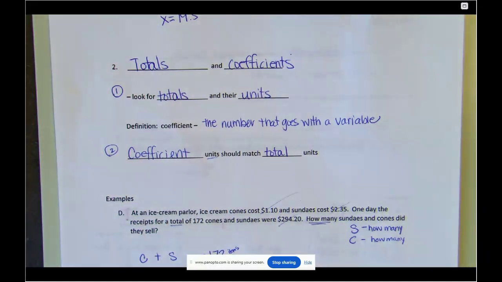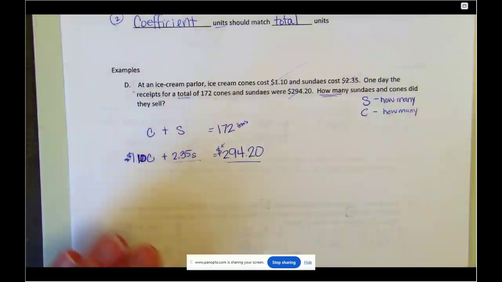Number two is a little bit more complicated, where you're looking for things that are totals and coefficients. A coefficient we talked about is the number that goes with the variable, that goes in the front of it. And this is where you look for units. This one was a little bit more confusing. Okay, but let's look at letter D just a second.